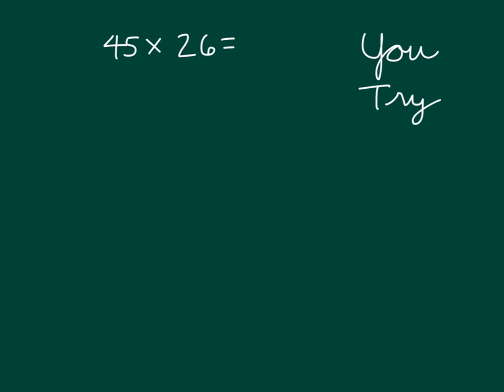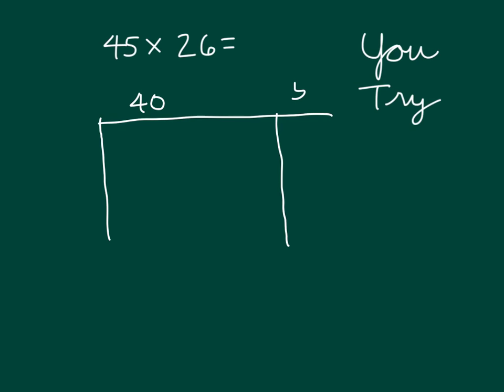Okay, it's your turn to try. Go ahead and solve 45 times 26 using the area model. And go ahead and write out those partial products. All right, we'll start with 45, where we have 40, and then we also have 5. And then let's break apart 26. We have 6, and we also have 20.